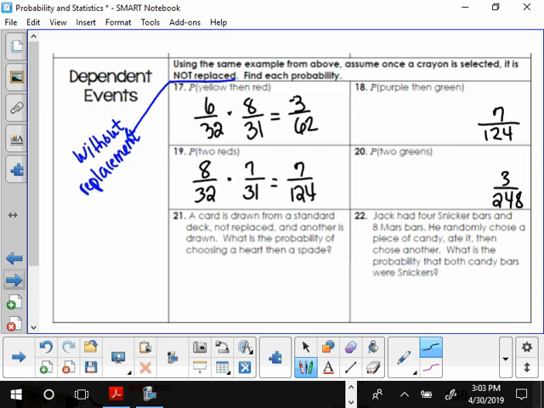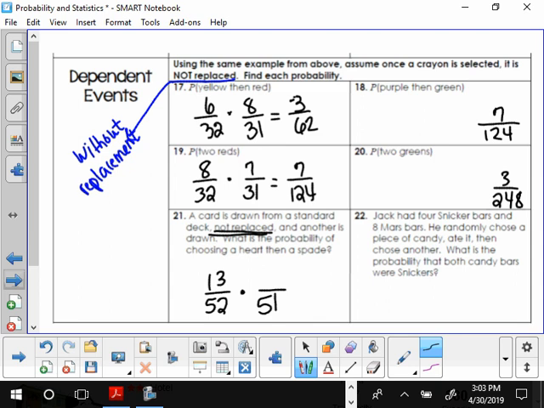21 is going to be the last one that we work together. A card is drawn from a standard deck, not replaced, without replacement, and another one is drawn. What is the probability of choosing a heart and then choosing a spade? So my sample space is 52. 13 hearts. My sample space is reduced to 51.